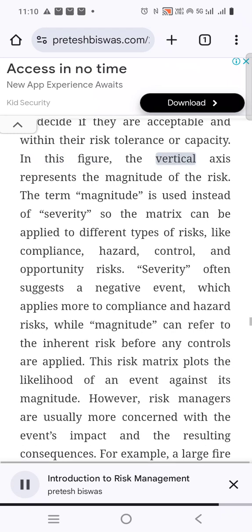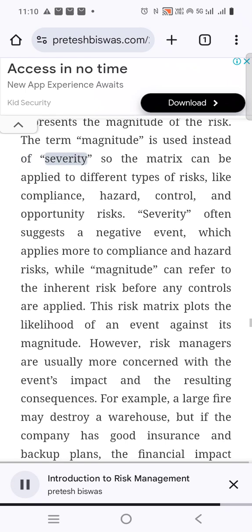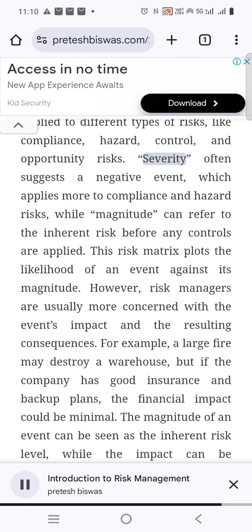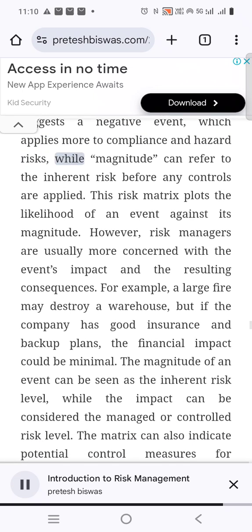In this figure, the vertical axis represents the magnitude of the risk. The term magnitude is used instead of severity, so the matrix can be applied to different types of risks, like compliance, hazard, control, and opportunity risks. Severity often suggests a negative event, which applies more to compliance and hazard risks, while magnitude can refer to the inherent risk before any controls are applied.